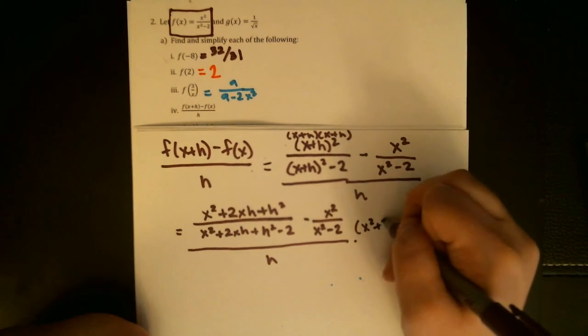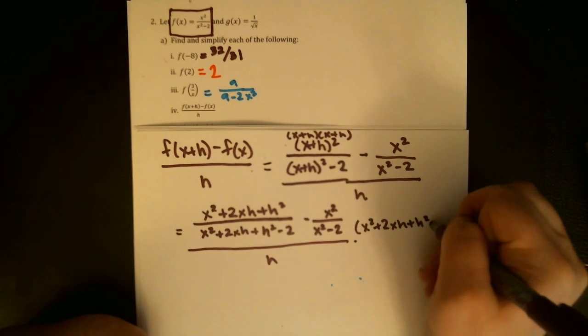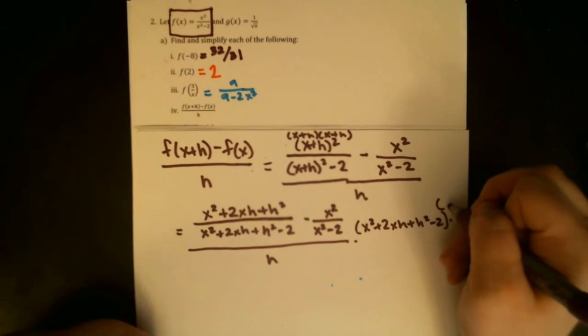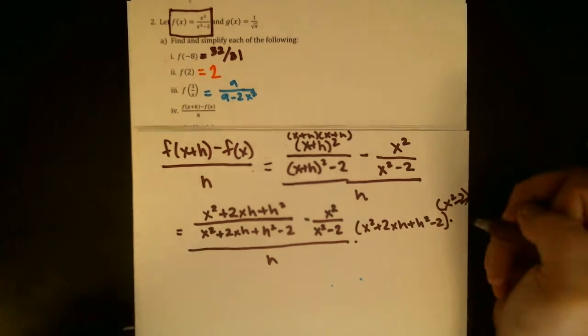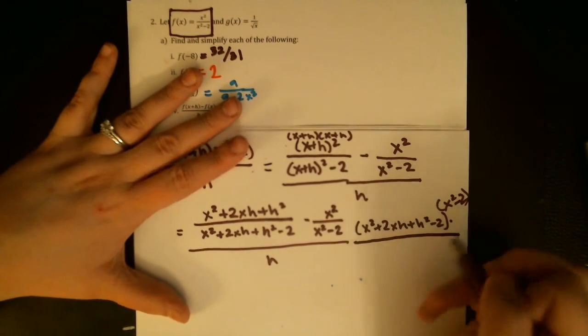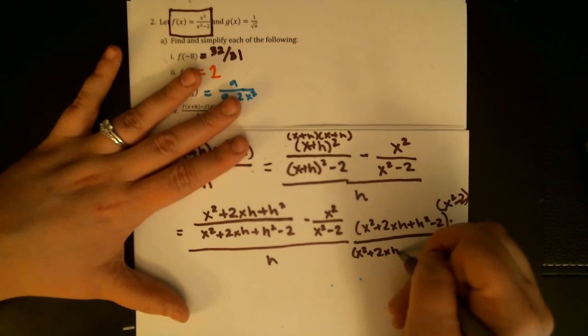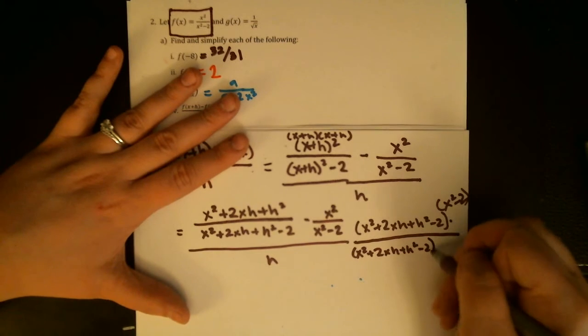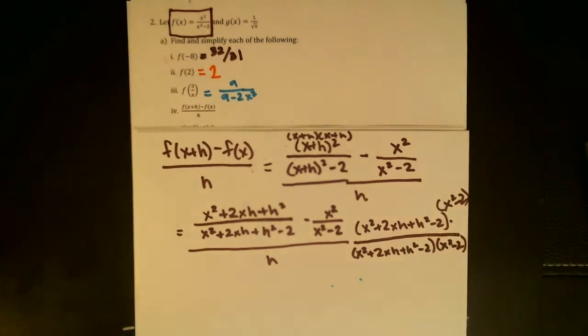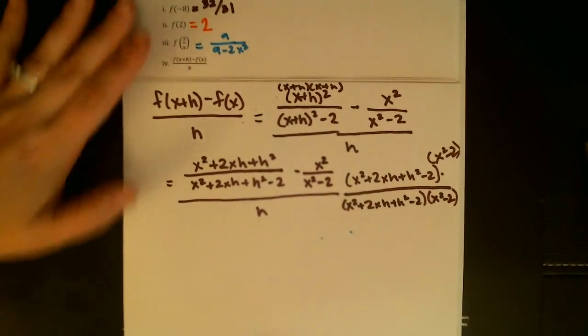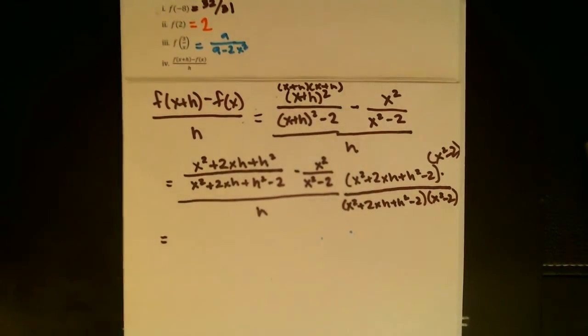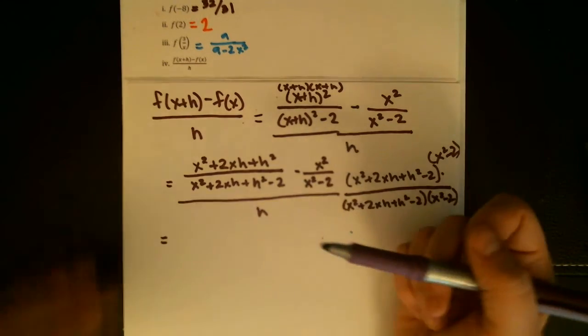So x squared plus 2xh plus h squared minus 2 times, ran out of room with my big pen, x squared minus 2. And we're going to do the same thing to the bottom. Let's see if I can get it to fit. x squared plus 2xh plus h squared minus 2 times x squared minus 2. So this puts a whole bunch of mess in the denominator, and that's fine. What we're worried about when we're working on these difference quotients is trying to clean up the numerator to the point where you can factor an h out to cancel with this bottom one.